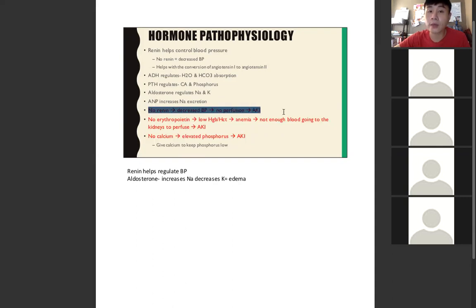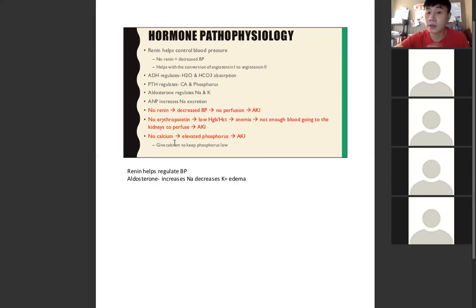renin hormone. It will decrease blood pressure, and when blood pressure is decreased, the perfusion is not as strong, so the kidney doesn't get perfused. And when the kidney doesn't get perfused, it will go to injury. No erythropoietin means low H&H, causes anemia, and not enough blood going to the kidneys to perfuse. So again, it all leads to no perfusion of the kidney, AKI, acute kidney injury, as the end result.